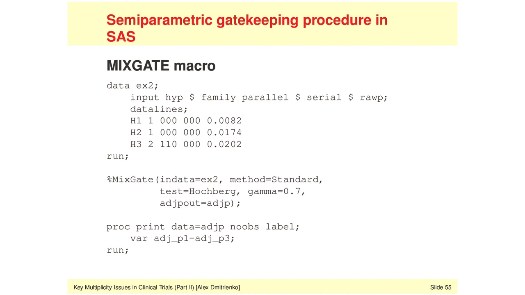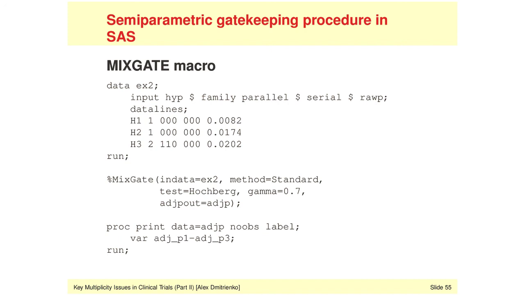The first variable defines the hypothesis label. The second variable, family, defines the family index. You can see here that the family index is equal to 1 for the first 2 rows, which means that the first 2 hypotheses are included in the first family and the last hypothesis is included in the second family. And secondly, we have a set of binary indicators that are included in the parallel and serial variables. Those binary indicators are used to define parallel or serial gatekeeping restrictions.